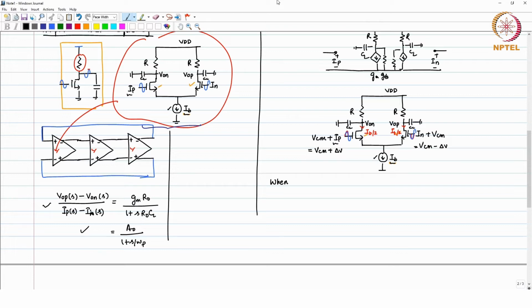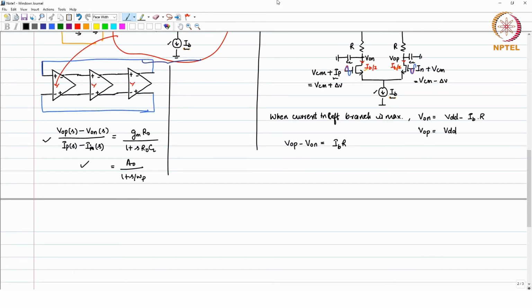So, when current in the left branch is maximum, then you have VON as VDD minus IB times R, and VOP at that time, because there is no current in the right branch, is equal to VDD. Okay. So, looking at the differential swing, VOP minus VON is going to be IB times R.